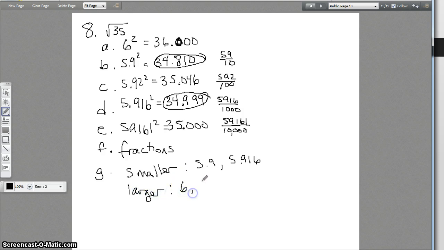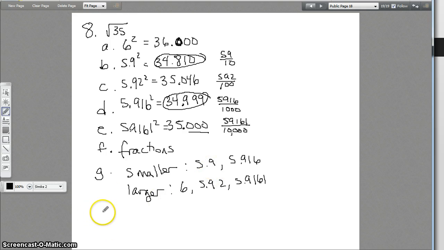So 6, 5.92, and 5.9161. Those are the ones that give you a number that is larger than square root 35, because even though this shows only zeros here, the next digit is not a zero. So that one is actually larger. When you punch that in your calculator, you will see.